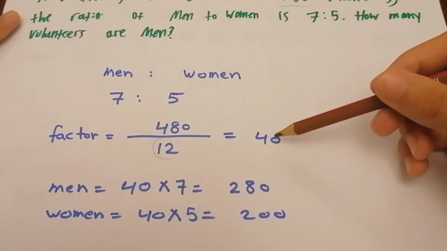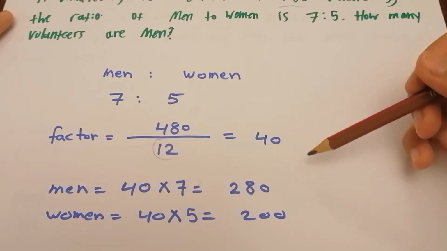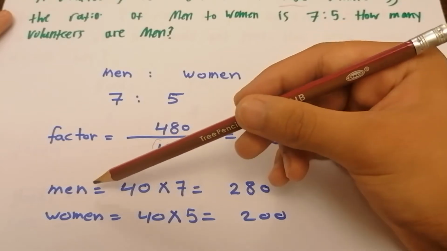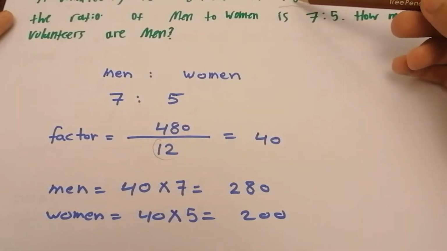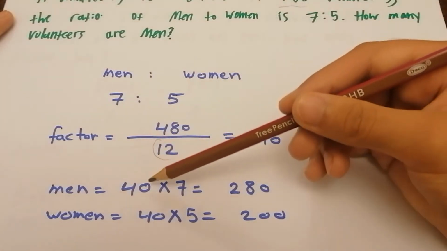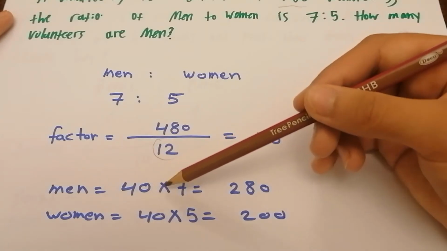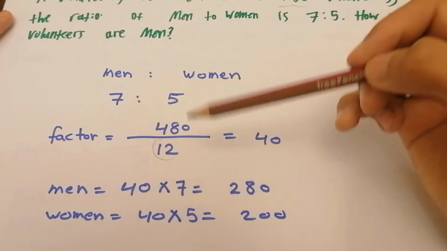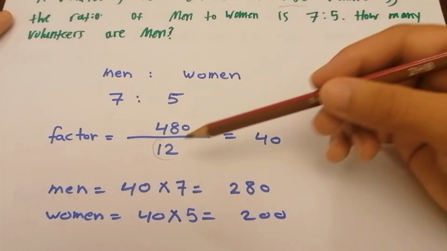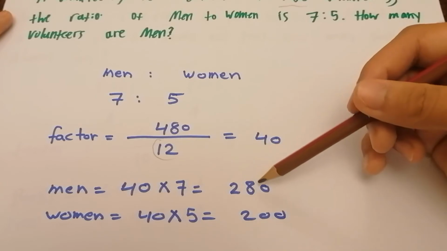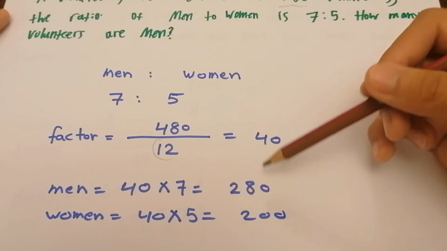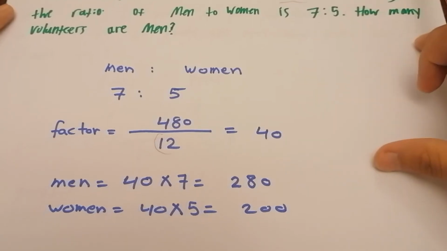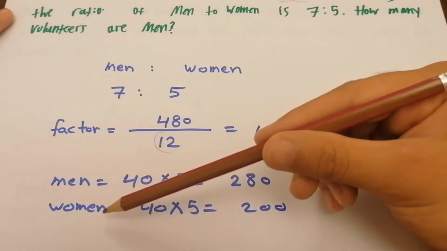But now we have the factor, which is 40, and to find the real number of men and women in the whole volunteering group, we're going to take 40, which is a factor, and multiply it by 7, which is the number of men represented in the ratio. When you multiply these two numbers, you're going to get 280, representing the total number of men in the total of the 480 volunteers.